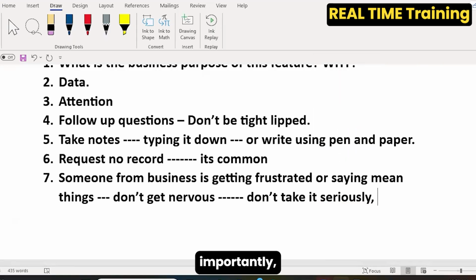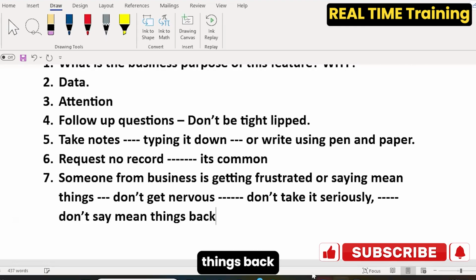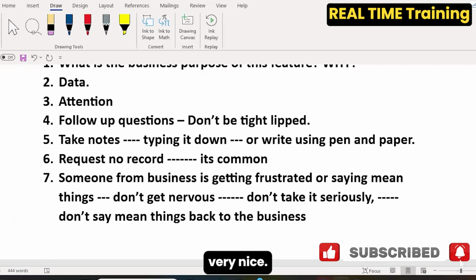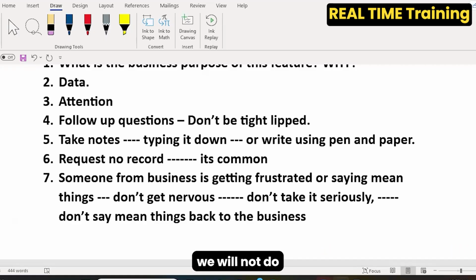And most importantly, don't say mean things back to the business. Never do this. Executive level. This point is really very nice. And people do this. You might think, oh, this is basic, we will not do it. I have done it myself at times, in my earlier days. So people do these stupid things. You might think they will not. I'll cite you another stupid thing that somebody did.